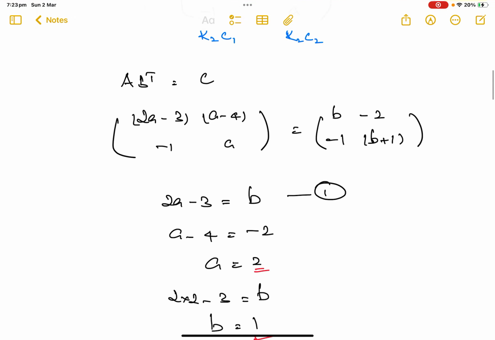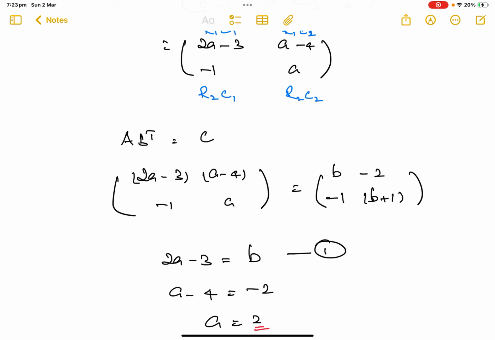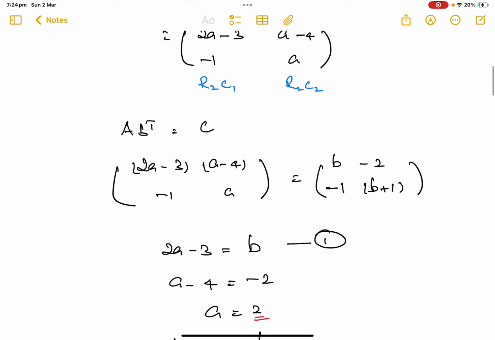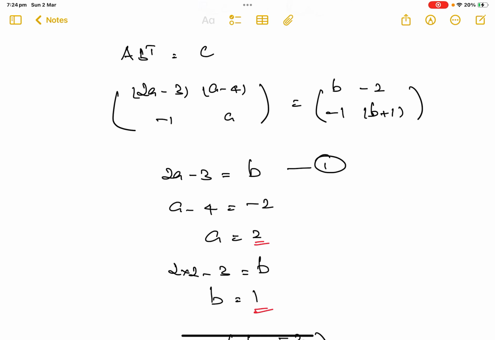So equate that to C, a 2 by 2 matrix. The left-hand side is 2a minus 3, a minus 4, minus 1, a. And the right-hand side is the given 2 by 2 matrix, b, minus 2, minus 1, b plus 1. So the respective components of the matrices are equated. The R1C1 is 2a minus 3, and the right-hand side is b.